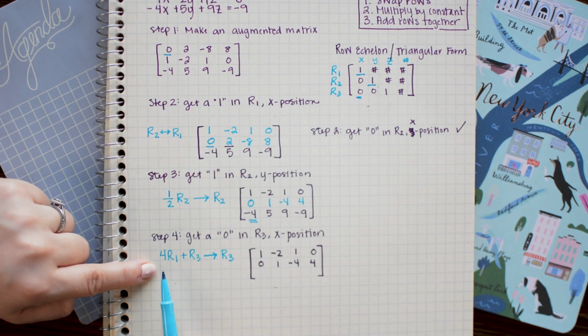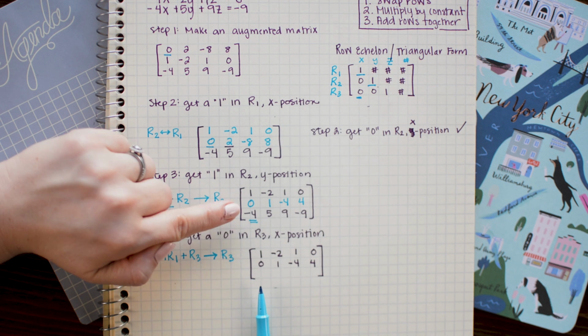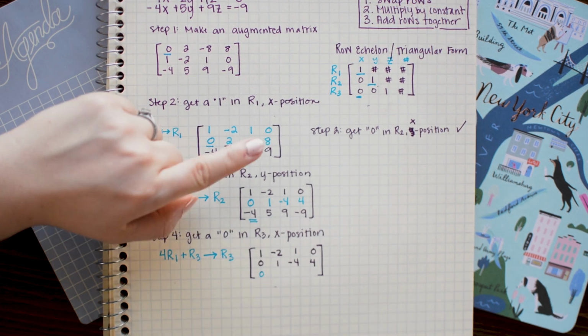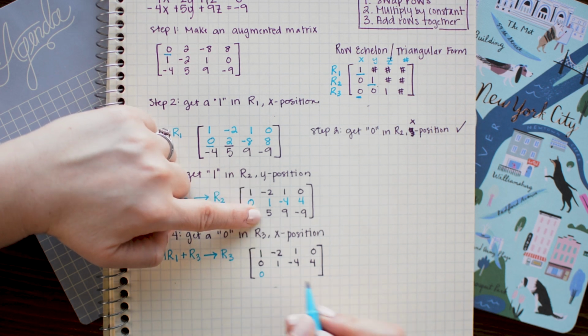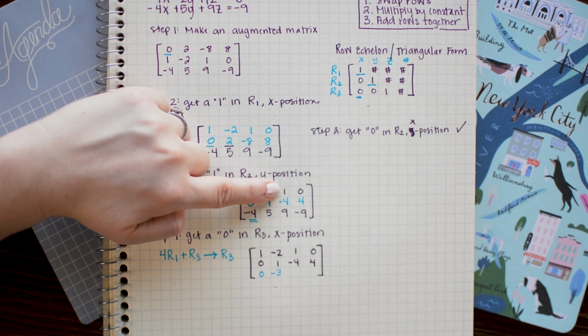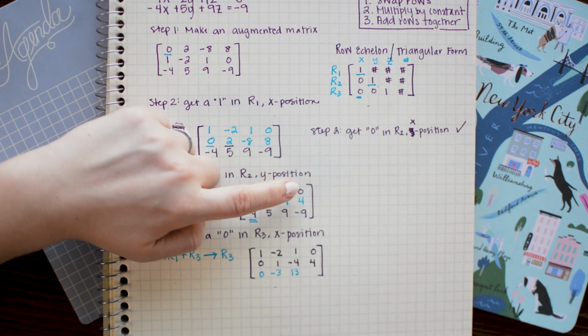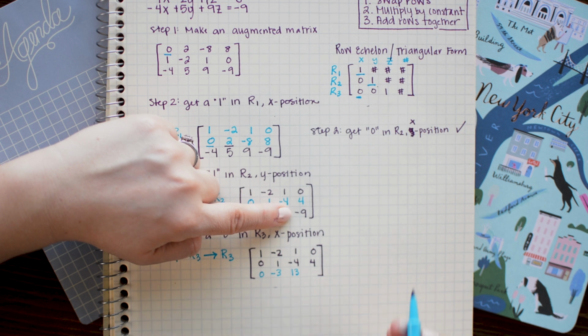Now we are going to multiply row 1 by 4 and add it to row 3 to get the new row 3. So 4 times 1 is 4, plus negative 4 is 0. 4 times negative 2 is negative 8, plus 5 is negative 3. 4 times 1 is 4, plus 9 is 13. And 4 times 0 is 0, plus negative 9 is still negative 9.